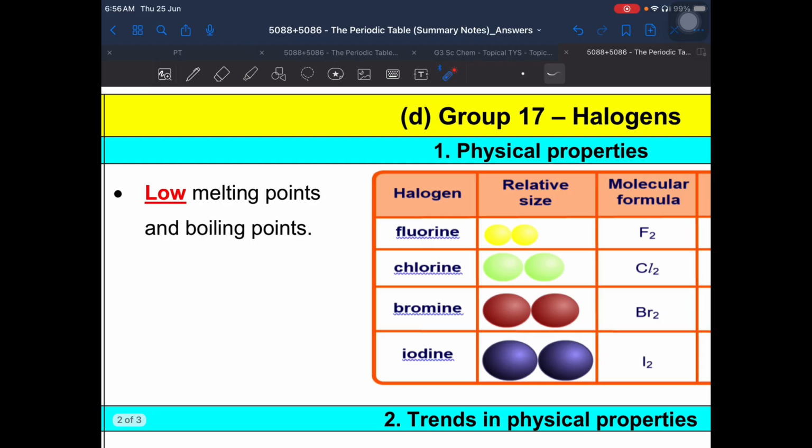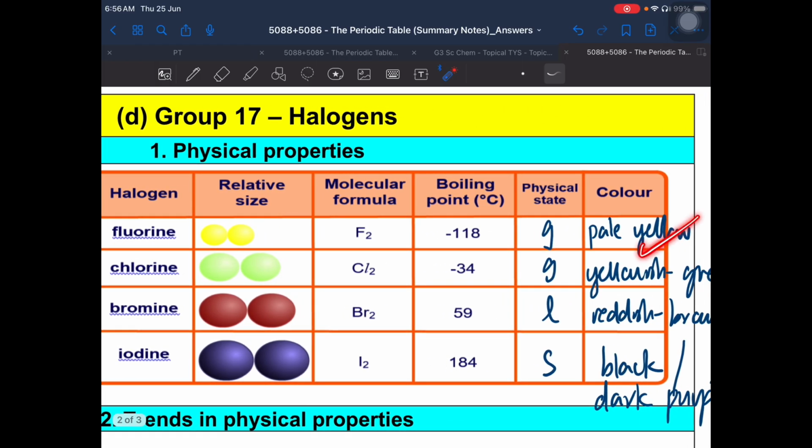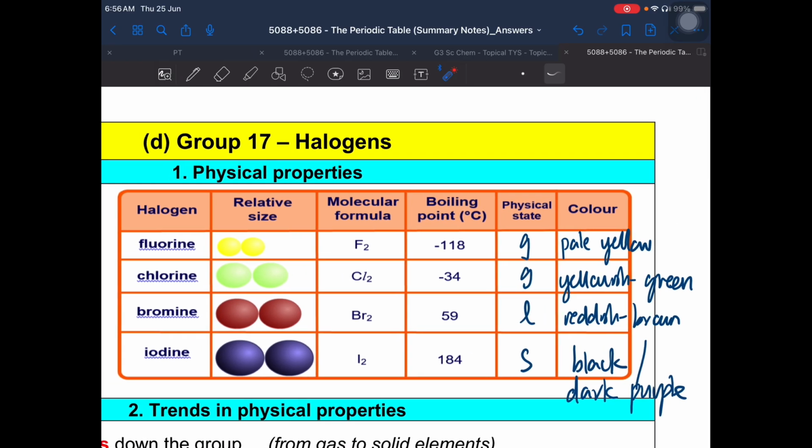But what is also interesting about group 17 elements is that they are all colored. Colored, meaning not because I use color to show the molecules over here, but the chemical itself has a certain color, right? And what is that color? For fluorine, it has a pale yellow color. For chlorine, it is yellowish green. For bromine, it is reddish brown. And for iodine, it could be a black solid or a dark purple solid, right?